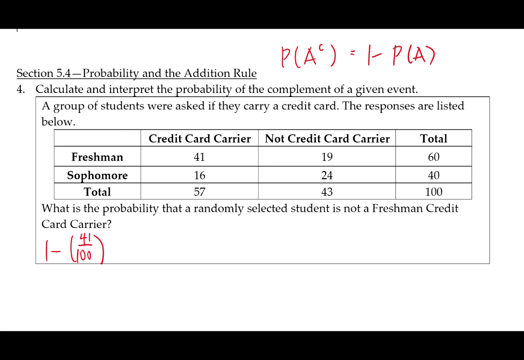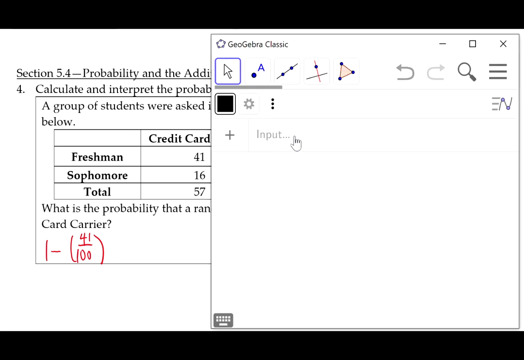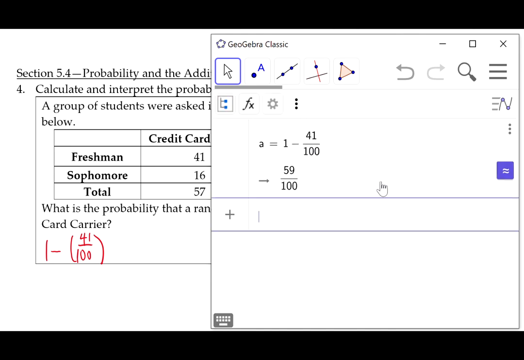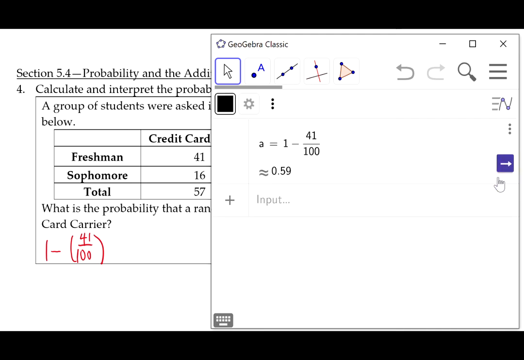And so we're going to do this calculation. We could do it a couple different ways. We could do 1 minus and then 41 divided by 100. And that gives us, as a decimal, 0.59.